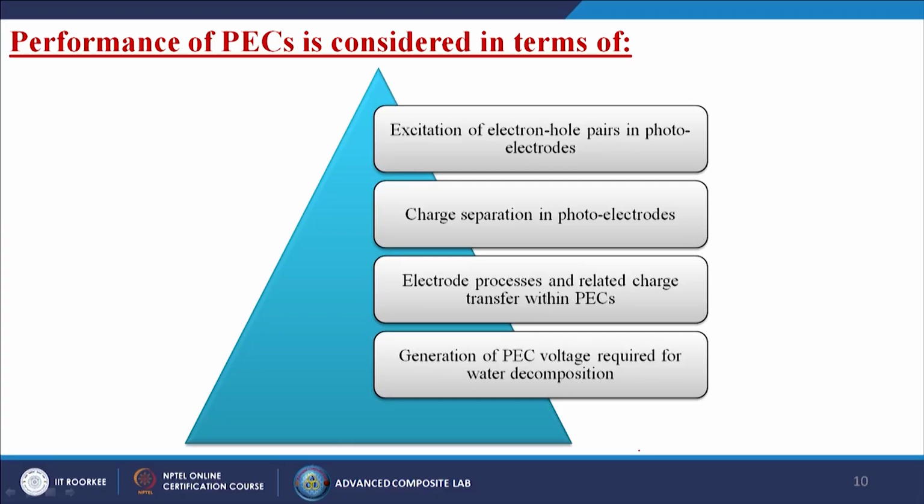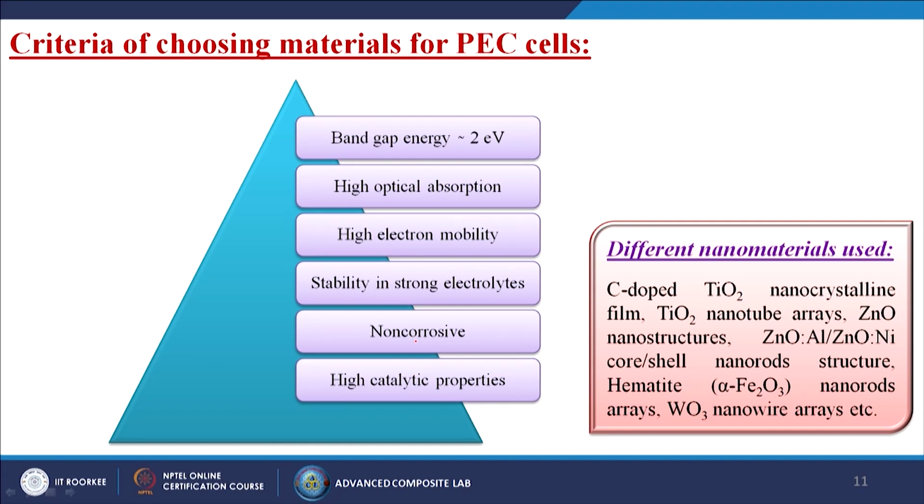Now, the performance of PECs is considered in terms of excitation of electron hole pairs in photoelectrodes, charge separation in photoelectrodes, electrode processes and related charge transfer within PECs, and generation of PEC voltage required for water decomposition. So, these are the four different performance aspects by which the total efficiency of these systems is determined. Criteria for choosing materials of the PEC cell: the material should have a band gap energy more than or equal to 2 volt. It should have high optical absorption properties, high electron mobility, and stability in strong electrolytes, because we may be using salts or acids, and it should not react with the electrolytes itself.